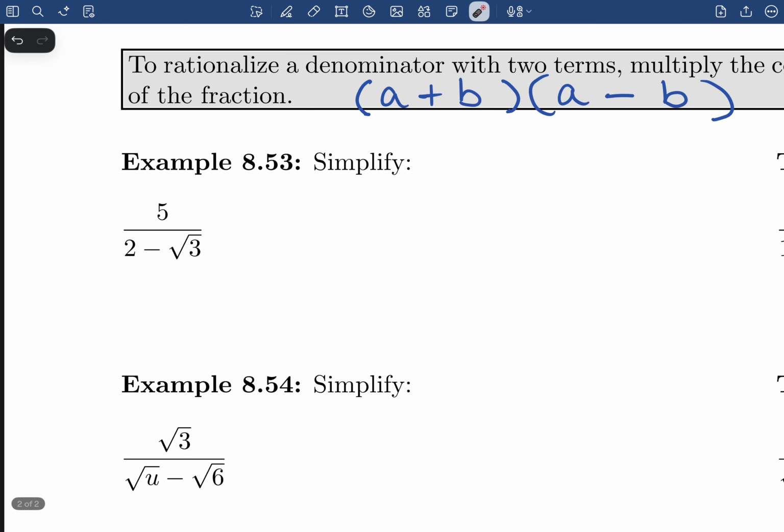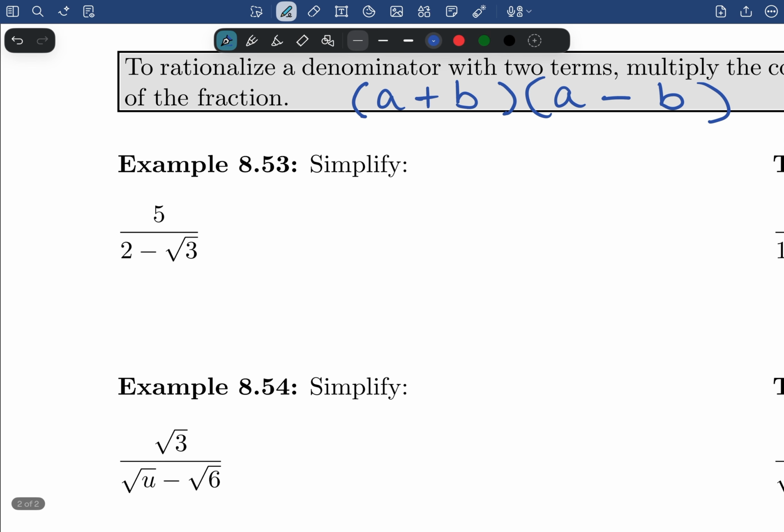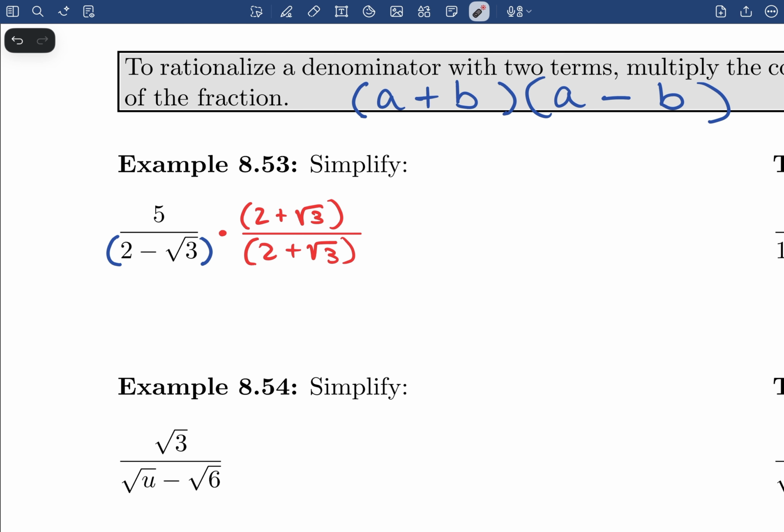All right, so I'm going to do it with you. We see 2 minus the square root of 3, and so we're going to multiply the conjugate on top and bottom, 2 plus the square root of 3. Great, we did it. Now we need to simplify, okay? So let's do the multiplication.